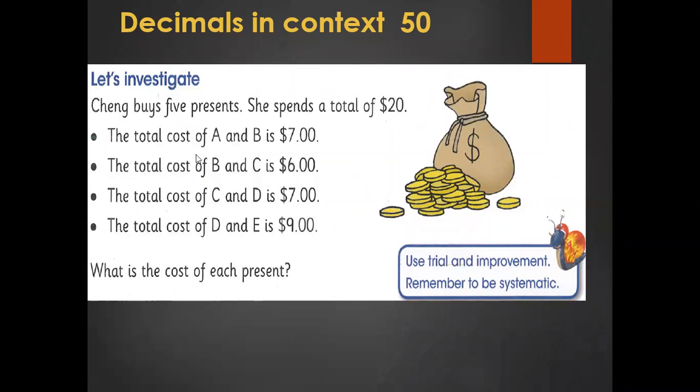Let's start. Bismillahirrahmanirrahim. Cheng buys five presents. She spent a total of $20. Okay, the total cost of A and B is 7. Total cost of B and C is 6. C and D is 7, and D and E is 9. Okay, so what is the cost of each present?